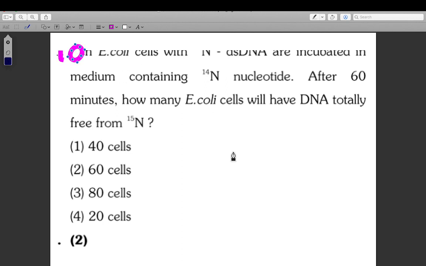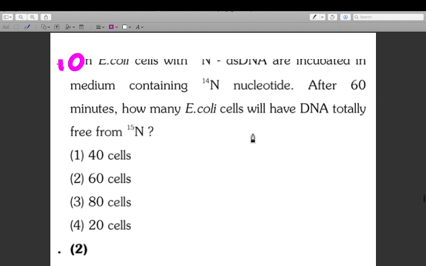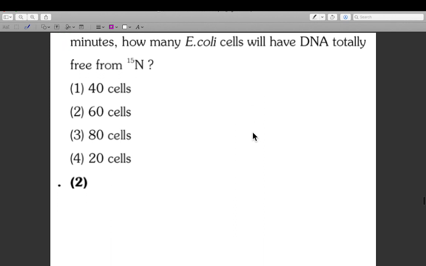10 E. coli cells with N15-DNA, double-stranded DNA, are incubated in medium containing 14N nucleotide, meaning a labeled nucleotide of nitrogen. After 60 minutes, how many E. coli will have DNA totally free from N15? So again this is a genetics question, and the answer will be 60 cells.